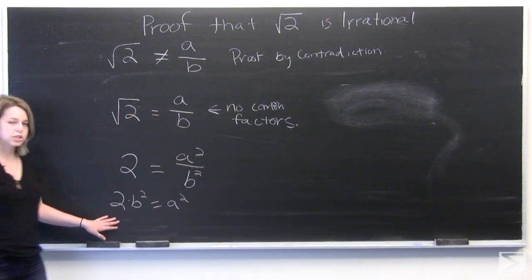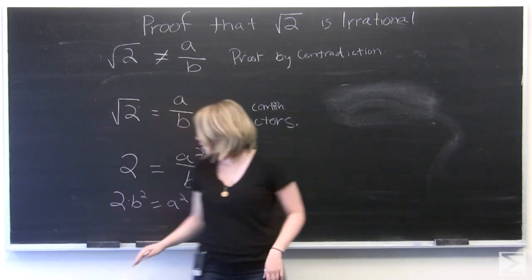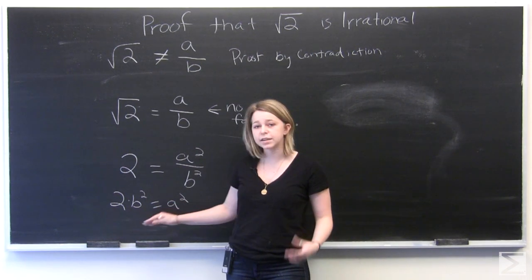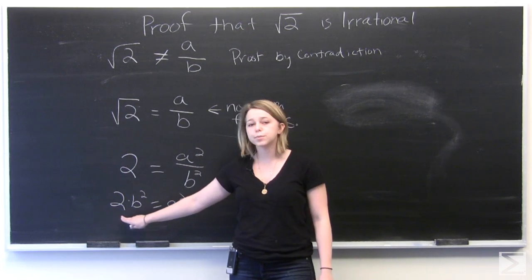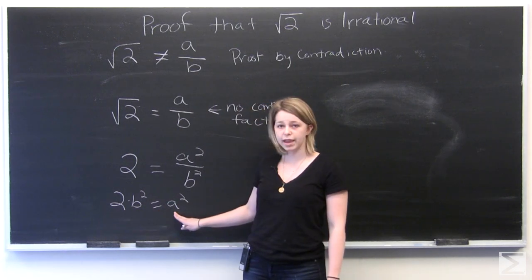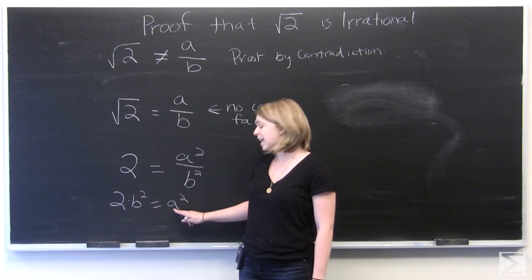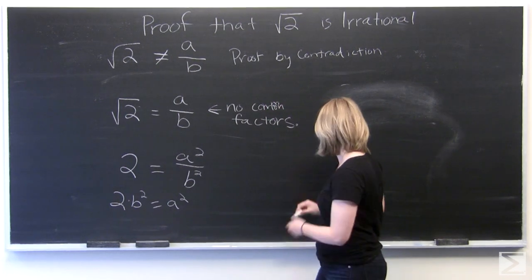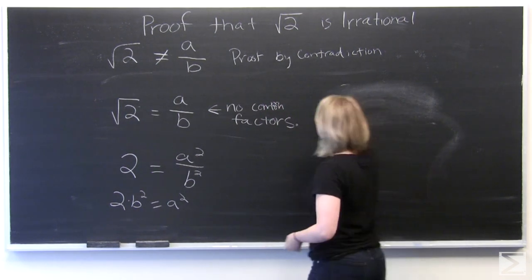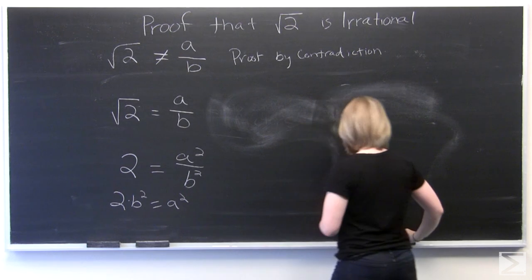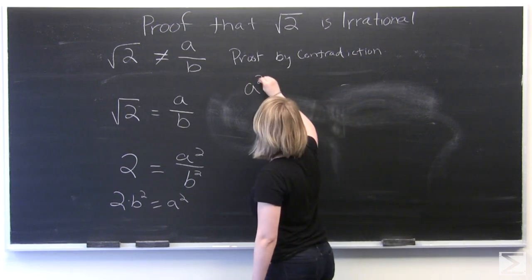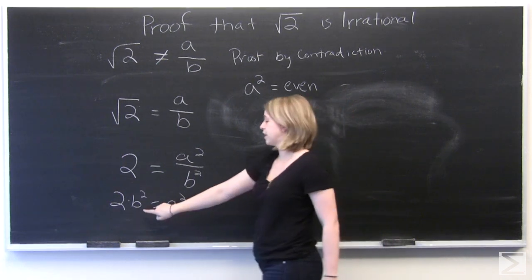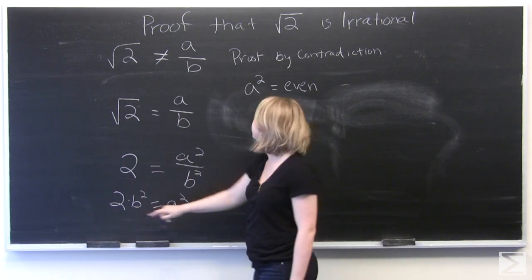Now let's look at this term a little bit more. This is implying that there is a quantity b squared that when multiplied by 2 is equal to a squared. So that means that a squared can be divided by 2. This implies that a squared is even, because it can be divided by 2 to get b squared.